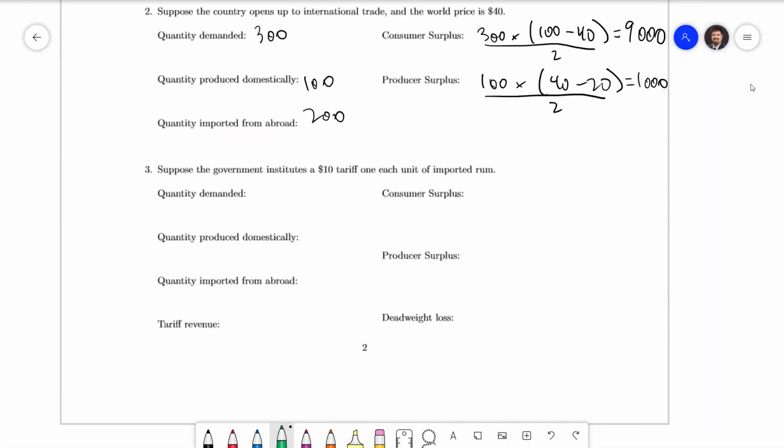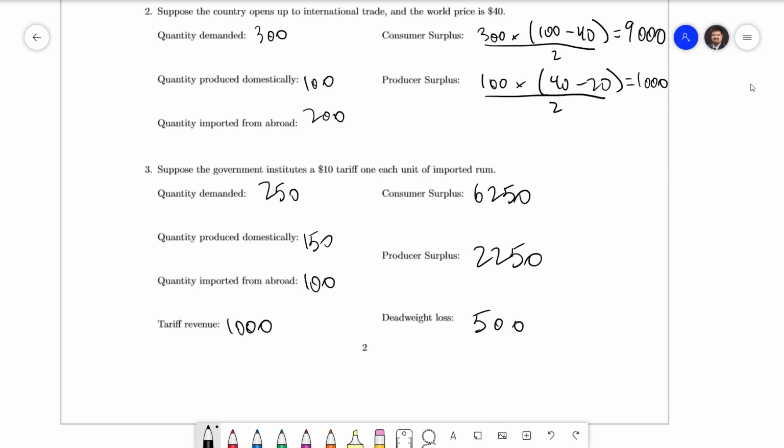I'm going to go down here to the bottom and just fill everything in. Quantity demanded, 250. Quantity produced domestically, 150. So the difference is 100. That's the amount of the imports. Tariff revenue was 1,000. Consumer surplus was 6,250. Producer surplus, 2,250. And a deadweight loss of 500.